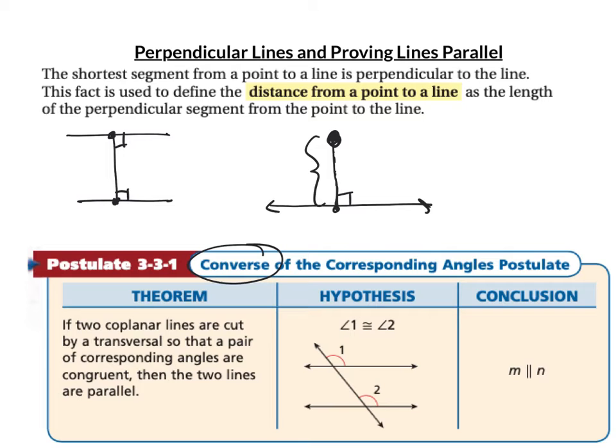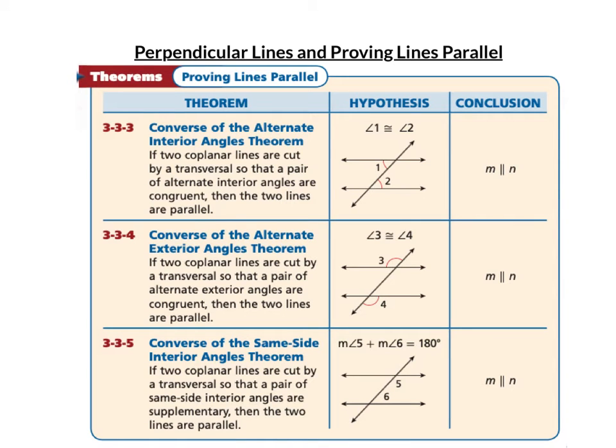So when we name this theorem, you can just say the converse of the corresponding angles postulate. The corresponding angles postulate started with the lines being parallel. The converse starts with the angles being congruent, then the lines are parallel. So all those same angles occur here. If corresponding angles are congruent, then the lines are parallel. If alternate interior angles are congruent, then the lines are parallel. If alternate exterior angles are congruent, then the lines are parallel. If same side interior angles are supplementary, they add to 180, then the lines are parallel.